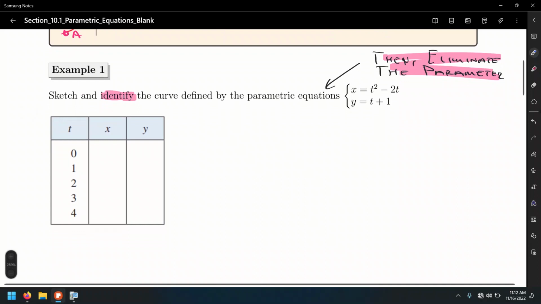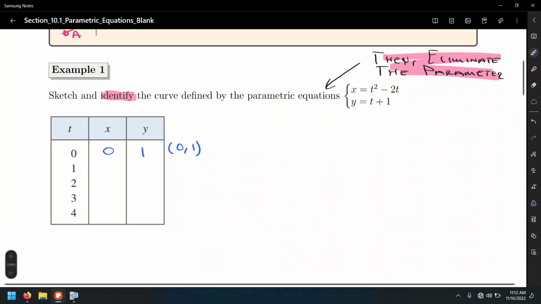For example, at t equals 0, plug in t equals 0 wherever you see the letter t in the parametric equation. 0 squared minus 2 times 0, of course, that's 0. 0 plus 1, that's a 1. That's going to produce the order pair 0, 1. So the initial point when t equals 0, the particle is at the point 0, 1.